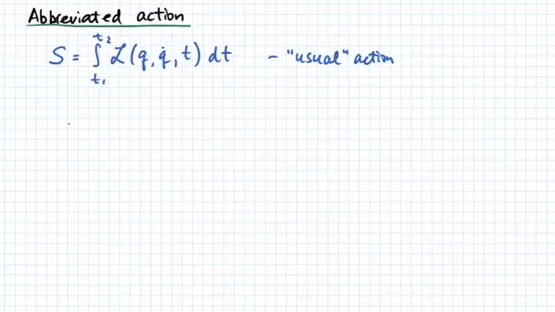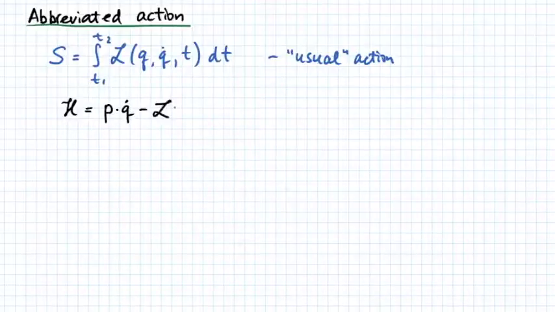Recall that we wrote the Hamiltonian in terms of momentum times q dot minus the Lagrangian. This formula that we used is called the Legendre transformation.